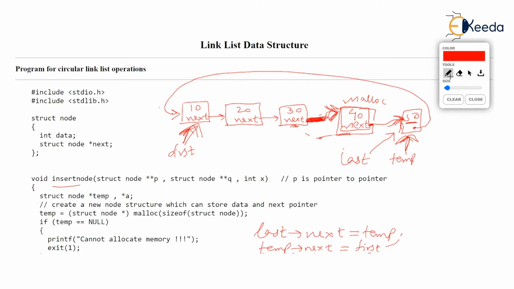But now you see the insert node function has got two pointers, two pointer to pointers. In the singly linked list program, we had this insert node function in which there was only one pointer passed because we were passing only the address of first. But now we will have to pass the address of first and the address of last because two pointers, first and last, are to be manipulated always.